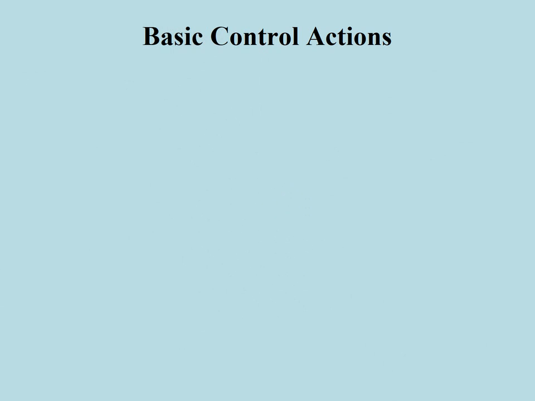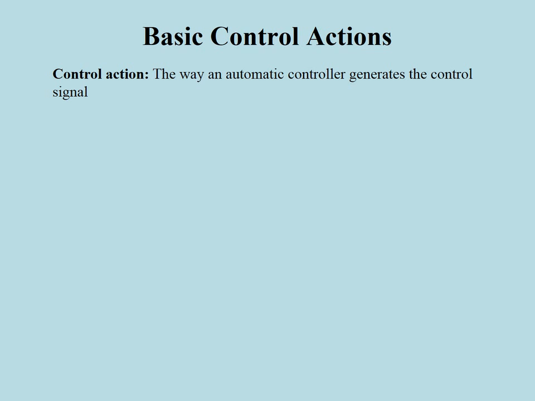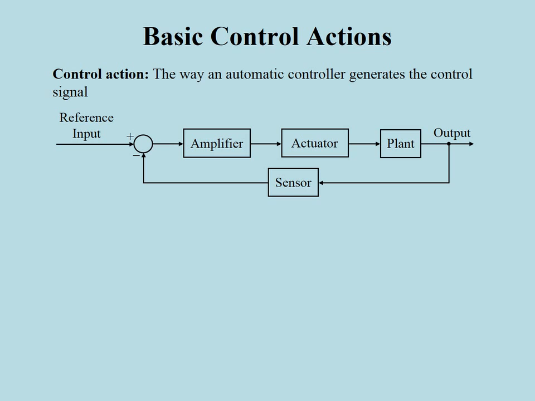In this video, we shall review basic control actions commonly used in industrial applications. Control action can be defined as the way an automatic controller generates the control signal. Remember a block diagram we have used in earlier lectures.